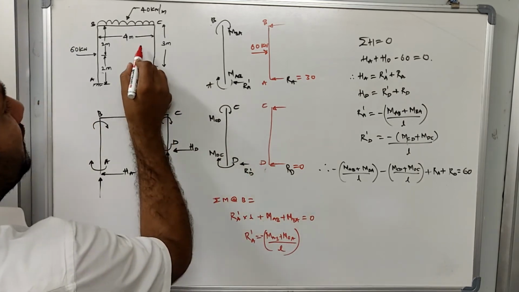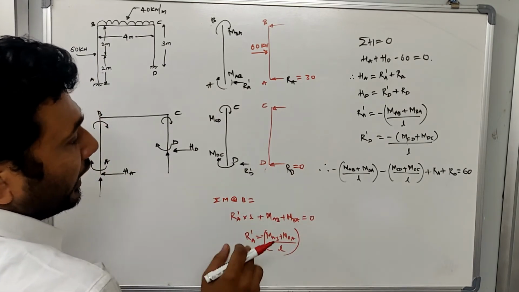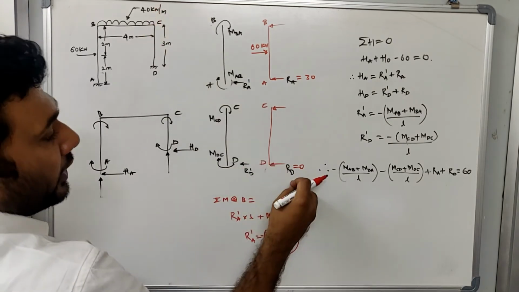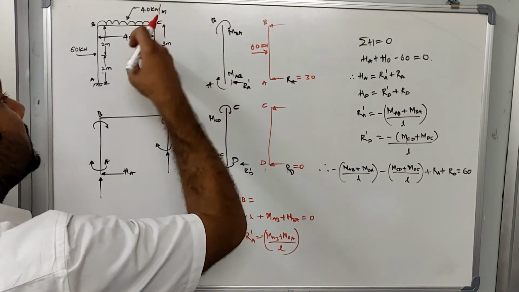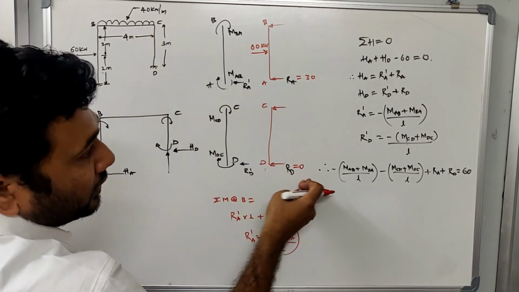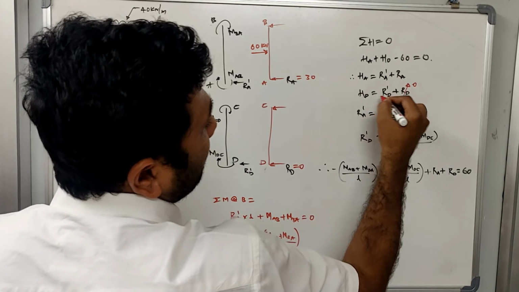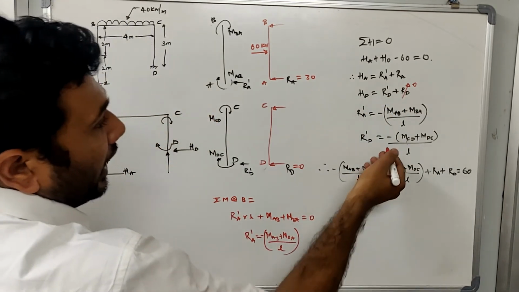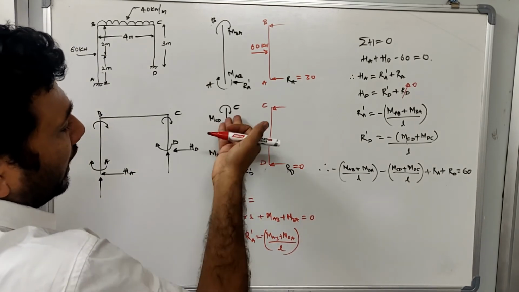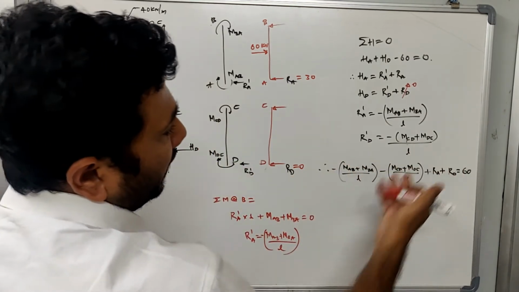Now assume there is a 20 kilonewton load applied at the center; RD would have been 10 kilonewton. Try to understand this: only if an external force is given can we determine RD. In this case there is no external horizontal force applied, therefore RD is equal to 0. So HD will become only RD dash. RD dash we can again calculate using the same condition: RD dash is equal to minus of MDC plus MCD divided by L. That is the equation I have written.